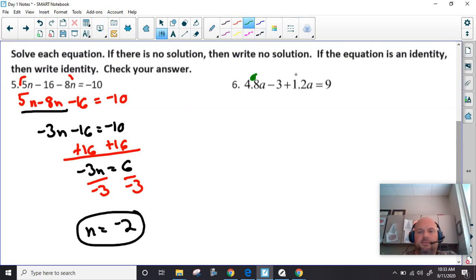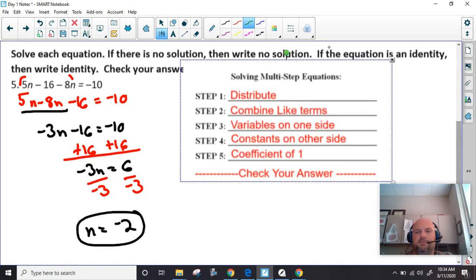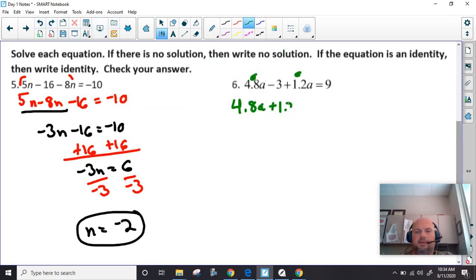So right here, here's my like terms. I don't have to distribute because there's no parentheses. So I move to combine like terms. So again, if you have to rewrite this, and by all means, if you're one of those students who has to rewrite it, please do. If it makes you a better student to rewrite it, just rewrite it. All right. So 4.8 plus 1.2. I'm sorry. I'm a bad math teacher that I can't sit there and do that in my head. I should be able to, but I don't care. All right.